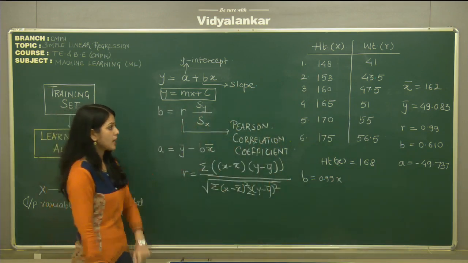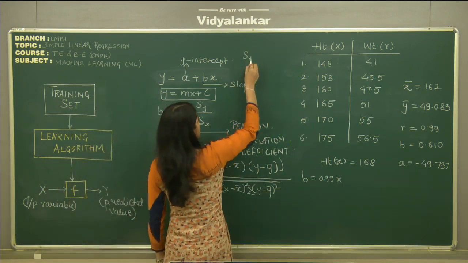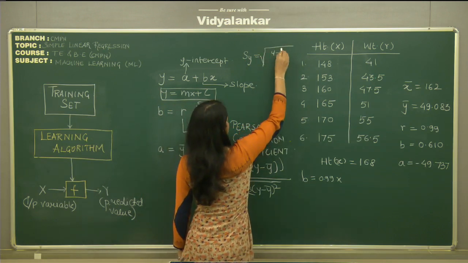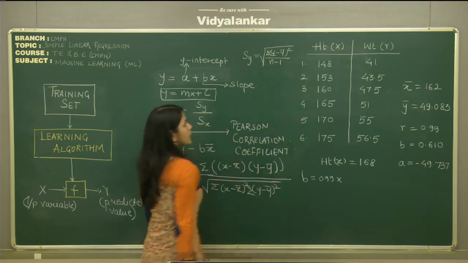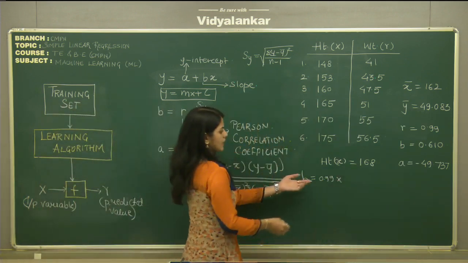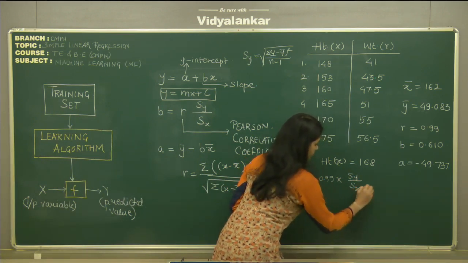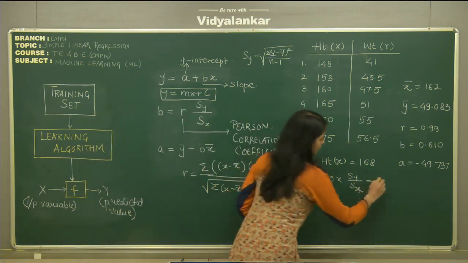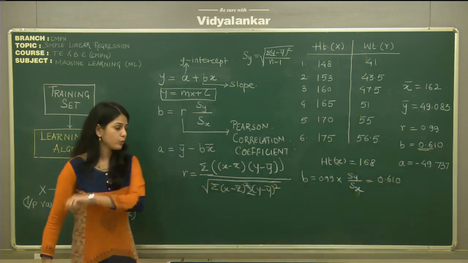What are Sy and Sx? Sy and Sx are standard deviations as I said earlier. And how is it given? Sy is equal to the square root of the summation of (y minus y bar) whole square divided by n minus 1. So what could be the answer for b then? I need to compute the values of Sy and Sx. If I compute and put them in, I will get the value of b as 0.610. I have already calculated this for you.